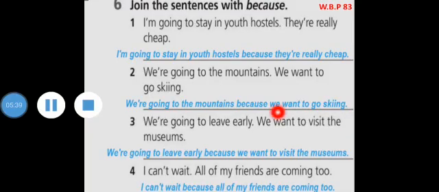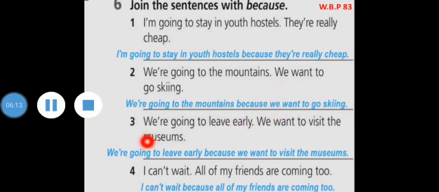Number 1, I'm going to stay in the youth hostels because they're really cheap. Look, we delete the full stop, right? Because it begins with a small letter. The T is a small letter. Number 2, we're going to the mountains because we want to go skiing. Again, delete the full stop, use because, and it begins with a small letter.